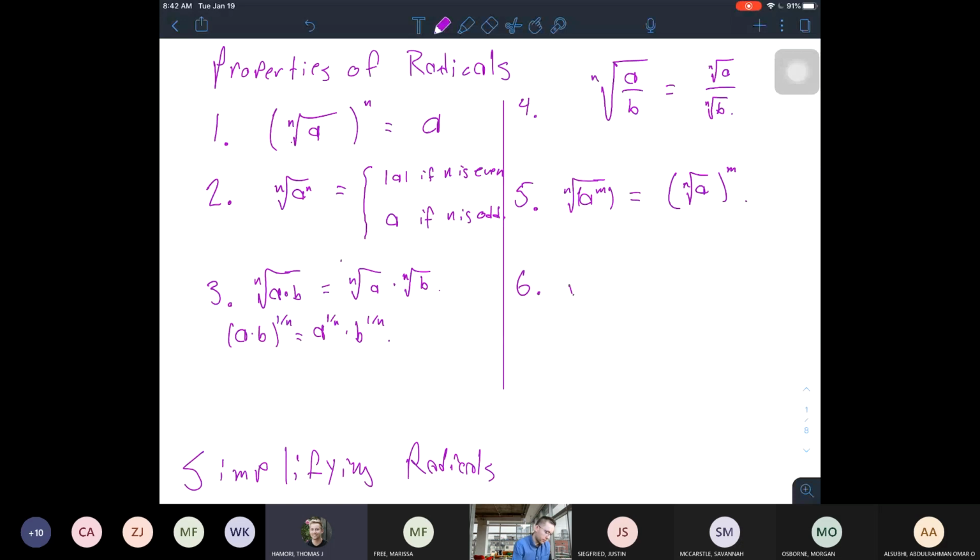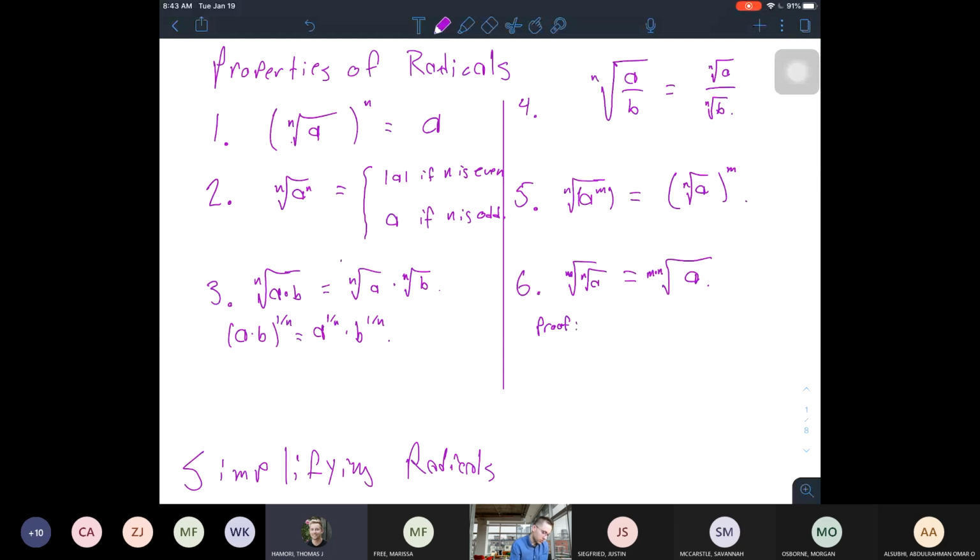Final rule, if we have the mth root of the nth root of a, then this is going to be equal to the m times nth root of a. And I'll give you a really fast proof of that.